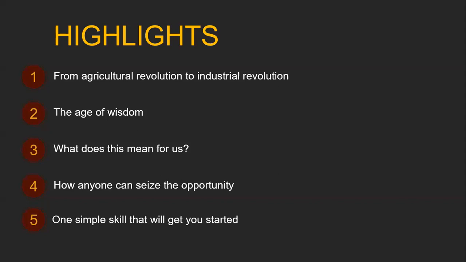We know that human society has evolved through several generations. We talked about different generations and different ages. The agricultural age, which was characterized by the agricultural revolution. Then we have the industrial age, characterized by the industrial revolution. We have the information age, which is also characterized by an aspect of the industrial revolution.